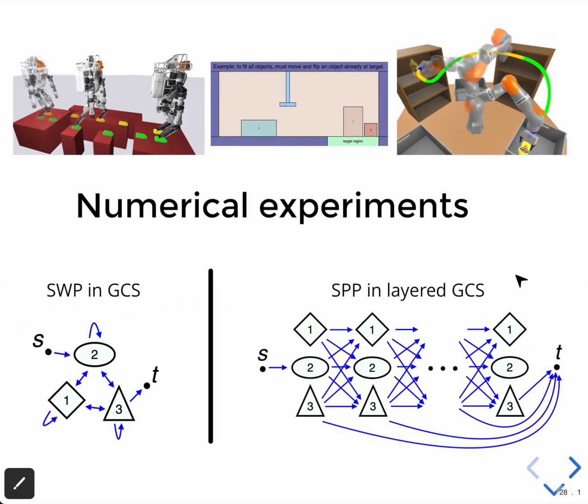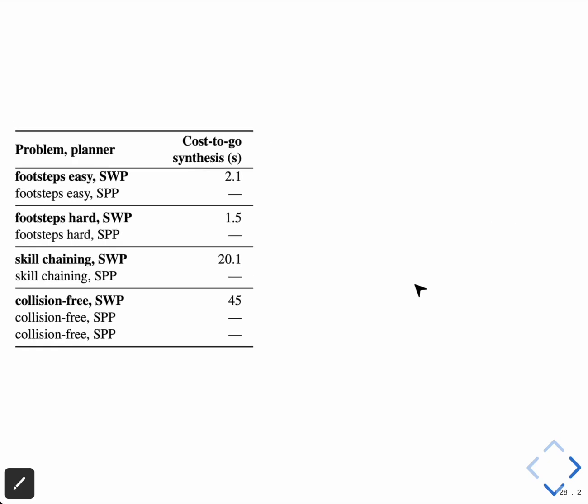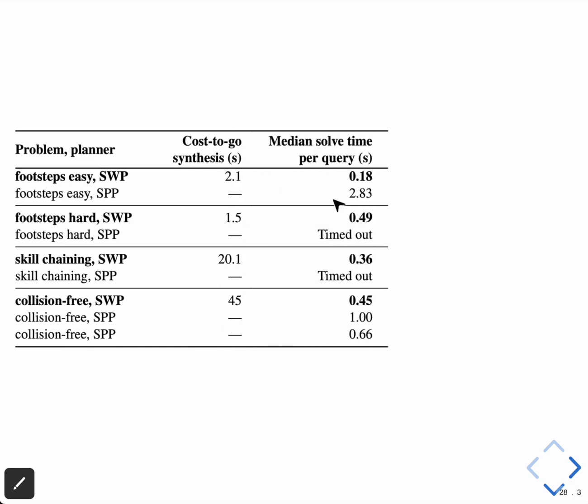Now in the numerical experiment section of the paper, we wanted to take these robotic examples that we've been running with and compare the two transcriptions: the shortest walks, where we build the cost to go and then run incremental search, and the layered shortest path transcription, where we duplicate vertices. Indeed, we see that after an admittedly expensive initial cost-to-go synthesis step for the shortest walks, the solve time for incremental search of the shortest walks is up to an order of magnitude faster than seeking the shortest path through this layered graph.